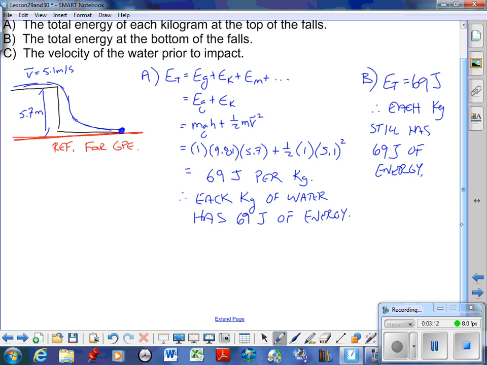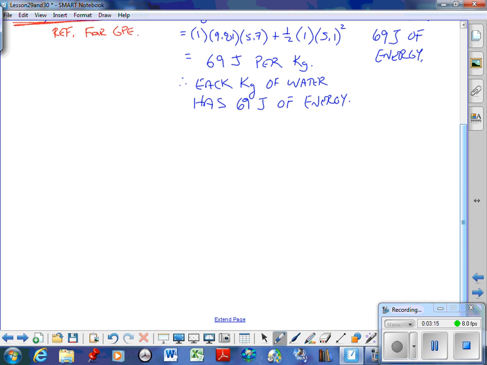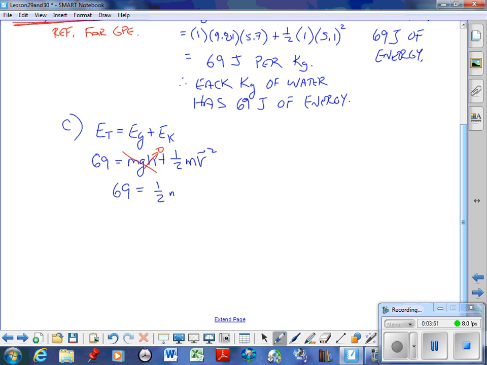Okay. Now C part. What's the velocity prior to impact? So ET again, total energy equals EG plus EK. Those are the only two that were involved in this one, so I'm not going to add the other ones in. 69 is the total energy at the bottom. At the bottom, the height is 0, so maybe I'll go one more step here. MGH plus 1/2 mv squared. Because the height is 0, that means that the MGH drops out completely. So that means that at the bottom, 69 joules is all kinetic energy.